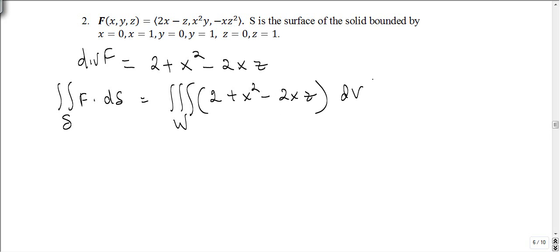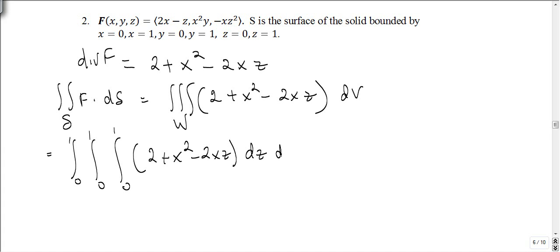Now let's put in the limits. We cannot do volume or anything like that here, right? We have to go the long route and integrate. The limits are quite easy, yeah? They're all constants. X goes from 0 to 1, y goes from 0 to 1, z goes from 0 to 1. Makes it quite easy. So put them in. 0 to 1, 0 to 1, 0 to 1, 2 plus x squared minus 2xz. Doesn't matter the order. dz, dy, dx. Okay? Now for something that easy, please go through it. Show all your work. So let's go.